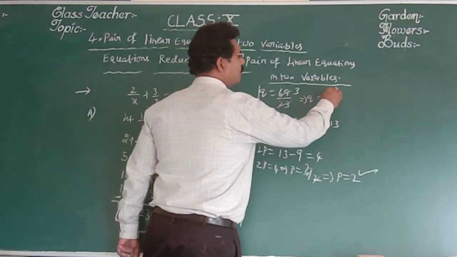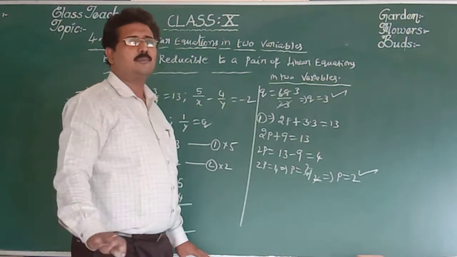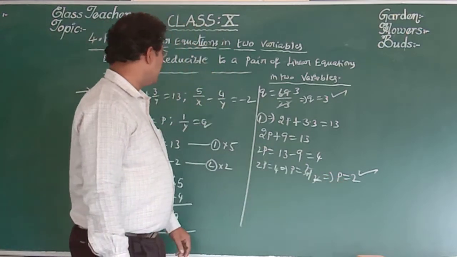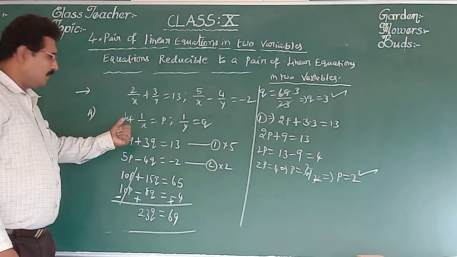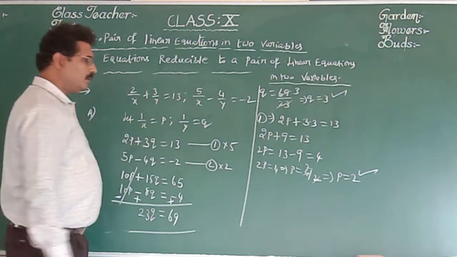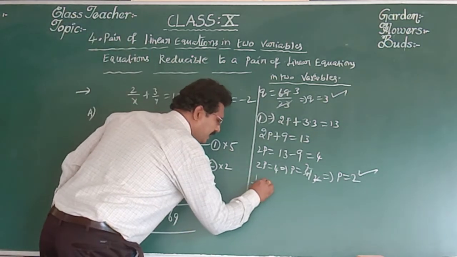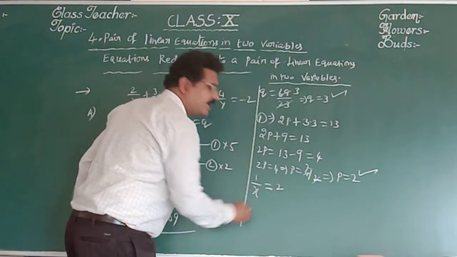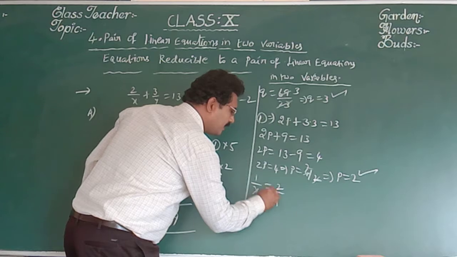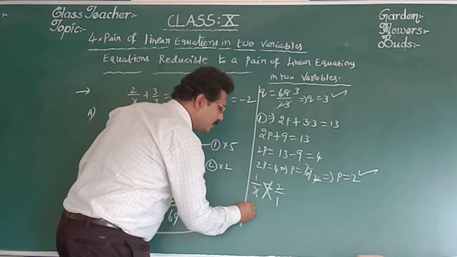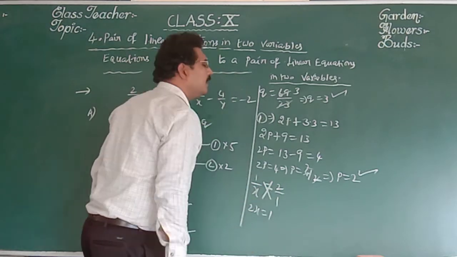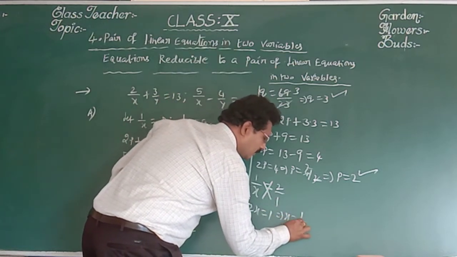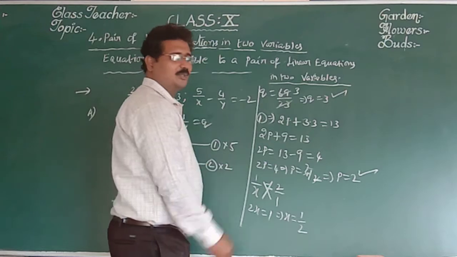Now p is equal to 2, q is equal to 3. Don't stop the problem. The problem is not completed, children. After getting the values of p and q, substitute here. Let 1 by x is equal to p. But what is p? 2. So 1 by x is equal to 2. Now by cross multiply, 2 into x, 2x is equal to 1. That implies x is equal to 1 by 2. That is one solution.